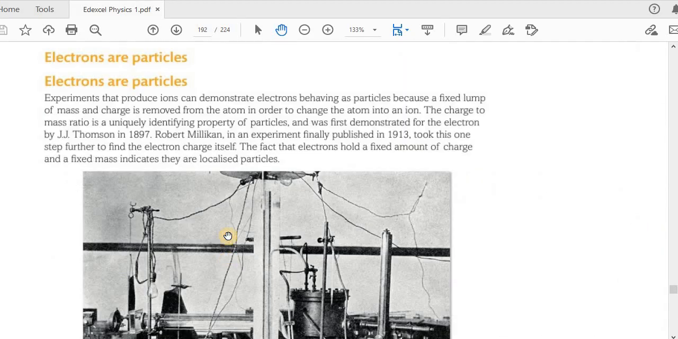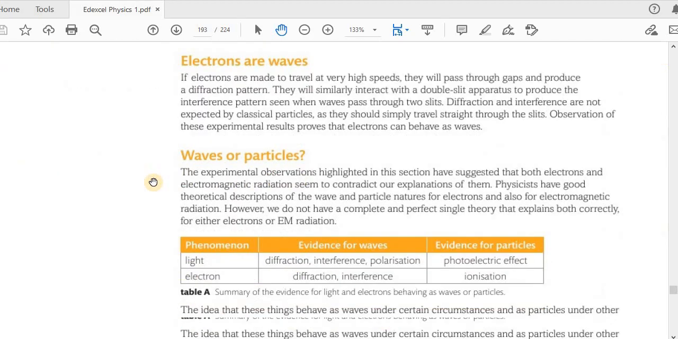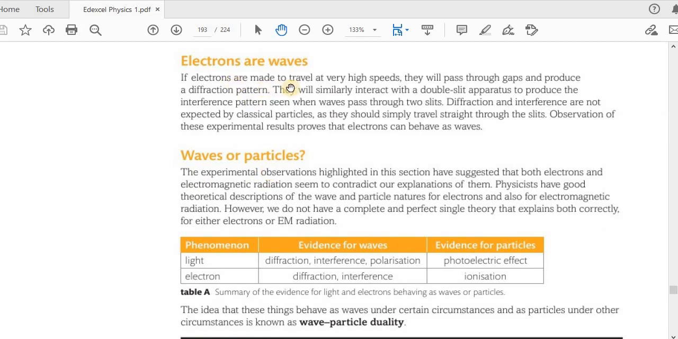Now we saw electrons as particles. Now we will see electrons as waves. If electrons are made to travel at very high speeds, they will pass through gaps and produce a diffraction pattern. So if it can diffract, then it should be a wave. Waves undergo reflection, refraction, diffraction, and also interference. So we will see now. Here you can see the electron produces a diffraction pattern.